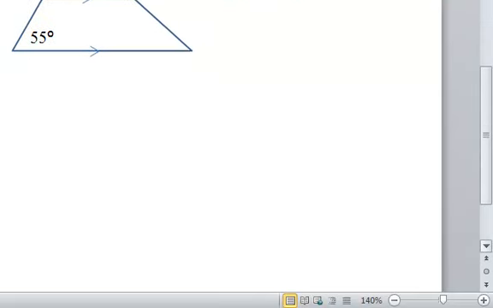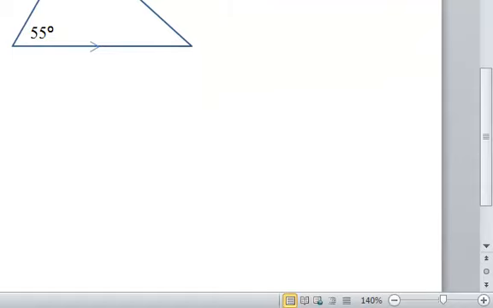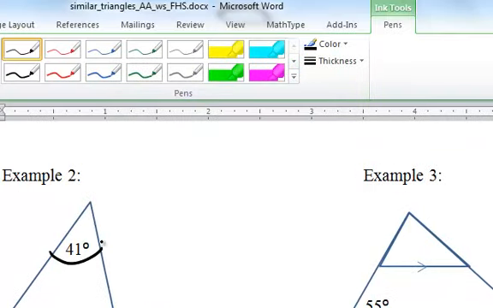Okay, example 2. Let's see if these two are congruent. Well, I'm going to swoop the 41s. I know that there's at least one angle that's congruent, and 76 is in this triangle, but you might think, well, you don't have enough information about this one, so you might want to say no.